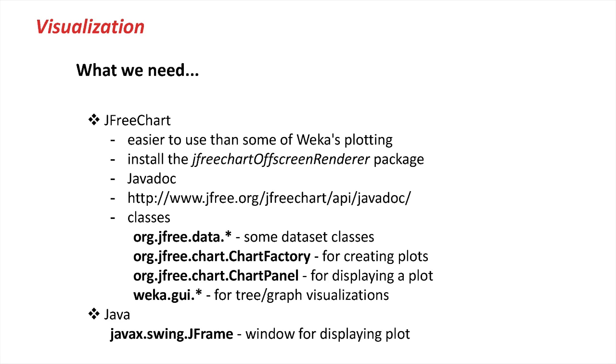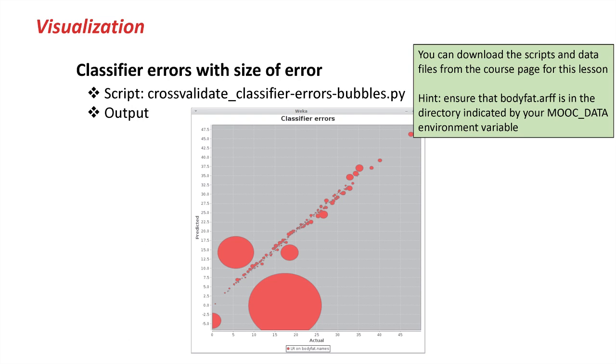website. The classes that we'll be touching on for JFreeChart will be basically datasets that JFreeChart needs for plotting, ChartFactory for creating plots, and the ChartPanel, which is actually used for embedding plots then in the GUI. And finally, some Weka classes for displaying trees and graphs. First of all, I'm going to start up Weka and the Jython console.